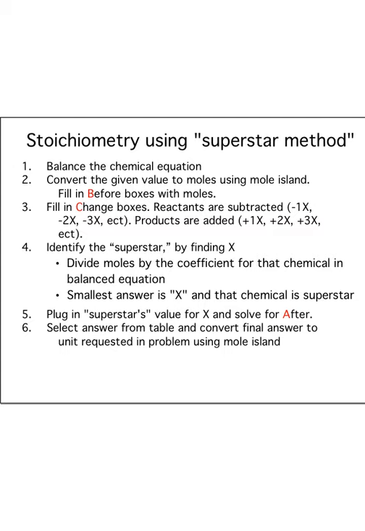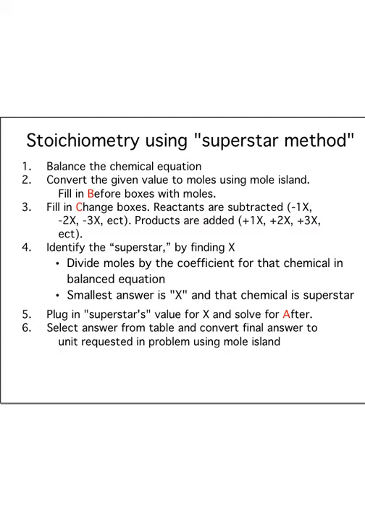All right, here are the steps for doing the superstar stoichiometry method. First step, always make sure your equation's balanced. If it's not, you need to balance it. The next thing is they're going to give you some numbers for the reactants, for the products, whatever they give you, make sure it's in moles. Okay, we're going to use the BCA table. Before, change, and after is what BCA stands for, but you're only allowed to plug moles into your BCA table. So you need to use some mole island to go from grams to moles or liters to moles or whatever they give you. Once you're in moles, we're going to plug in the before boxes.